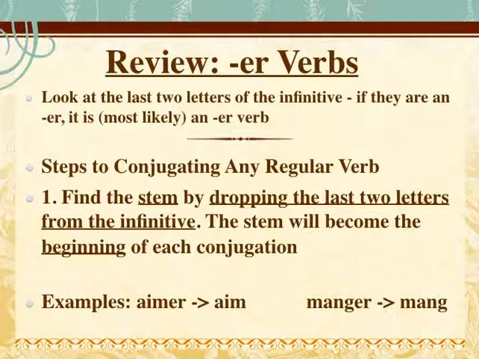So for example, the verb aimer, to like or to love, we look at the last two letters, it's an ER verb, so we get rid of those and everything that's left is our stem, A-I-M. Another example is manger, the verb to eat. Another ER verb because it ends in an ER, so we get rid of those last two letters and we're left with mang, M-A-N-G. That will be our stem that we use to begin every single one of our conjugations.